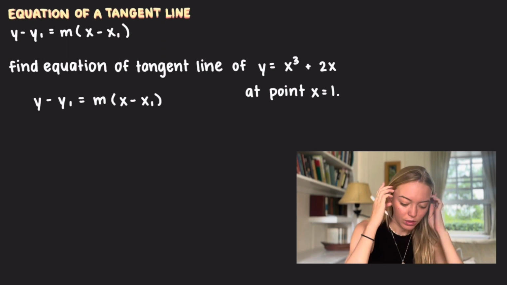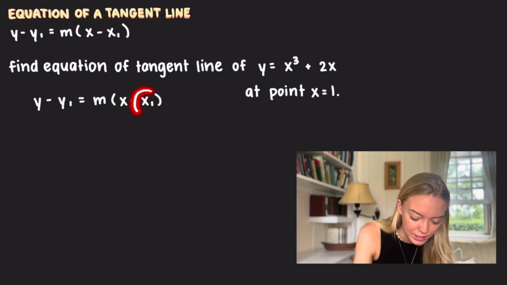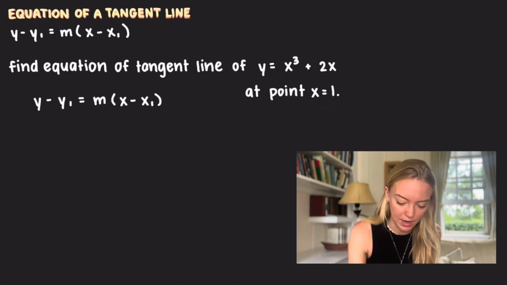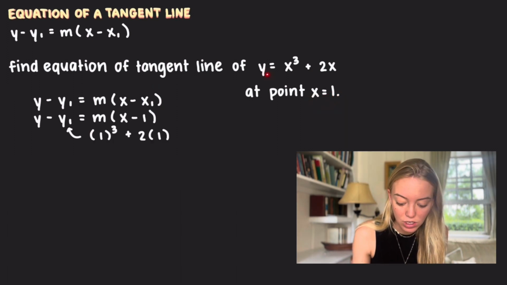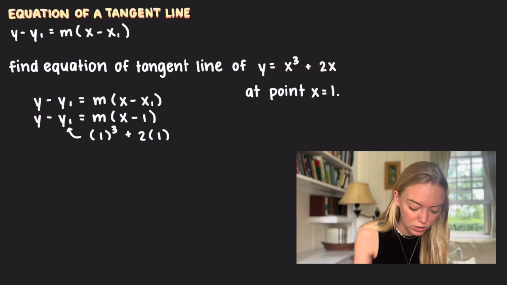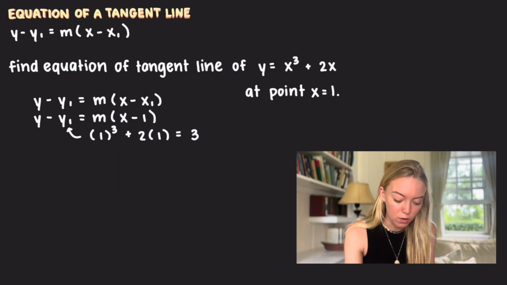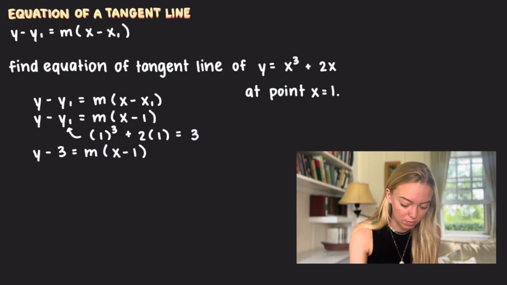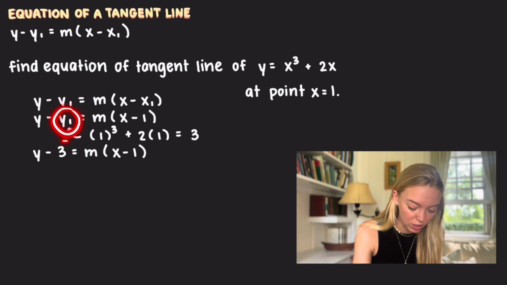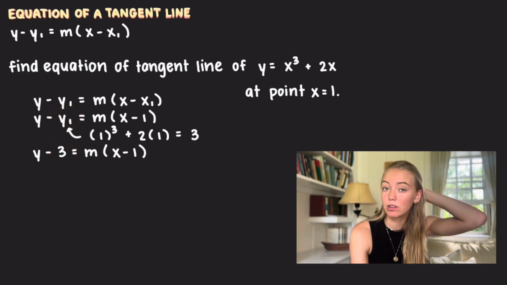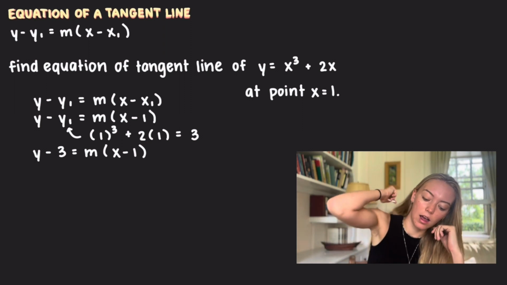Okay, first step, this x1 is going to be whatever x point they give you, so plug it in. Okay, so the function is x cubed plus 2x, so it's going to be 1 cubed plus 2 times 1, which is equal to 3. So this is what we're going to be working with now. Our y1 is going to turn into 3. Okay. We're so close to being done.